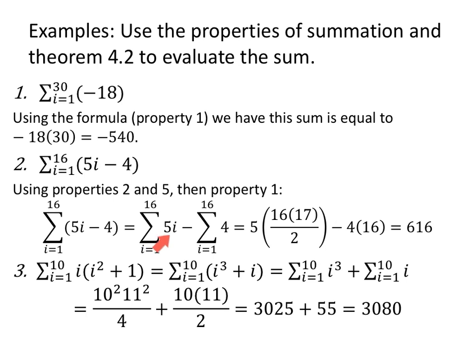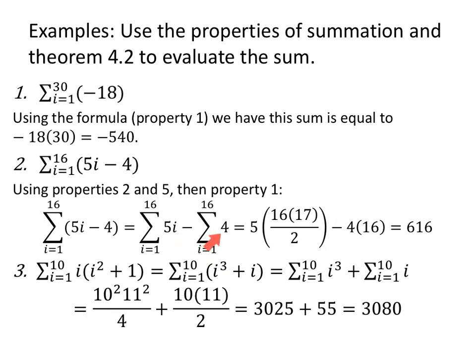Here, the sum of 5i, I'm going to take the 5 out. The sum of i from 1 to 16 is 16 times 16 plus 1 all over 2. Our formula was n times n plus 1 over 2. Remember, that's only when we start at 1, though.